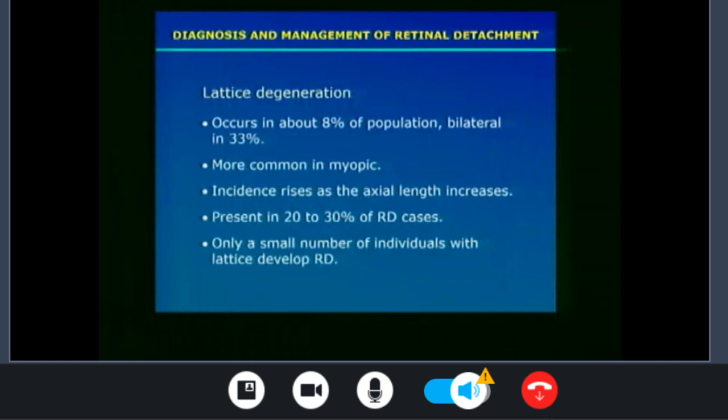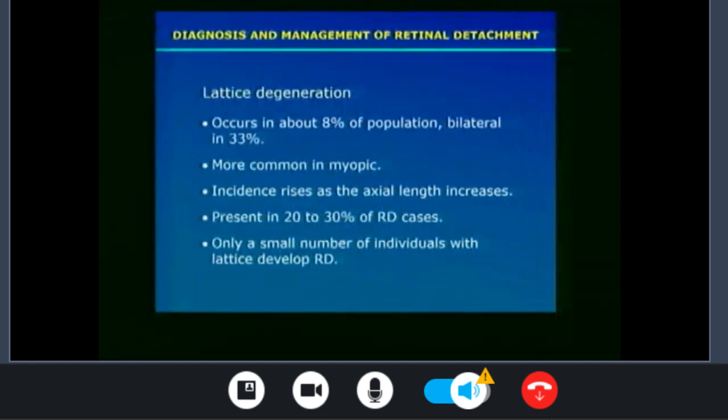Lattice degeneration is found in 8% of the population, bilateral in 33%. It is more common in myopic eyes. That's why myopic eyes are more prone to develop retinal detachment. The incidence increases as the axial length increases. And lattice is present in 20 to 30% of retinal detachment cases.